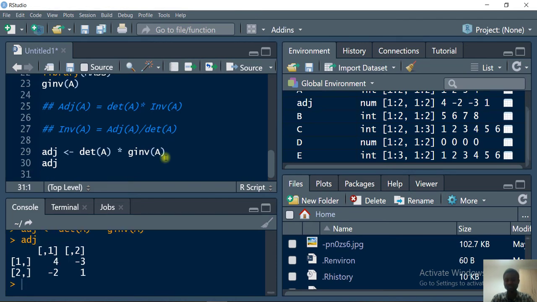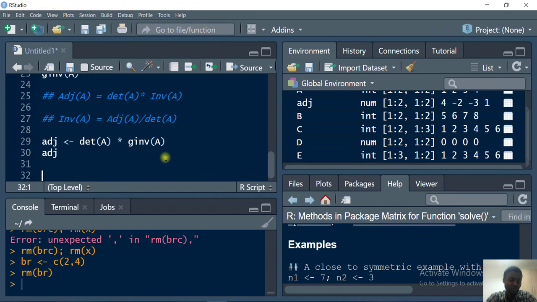So this is the adjoint of matrix A. This is just very simple. The adjoint of matrix A is giving us a square matrix again with elements 4, -2, -3, and 1. So let us not forget that particular formula: the adjoint of a matrix is equal to the determinant of the matrix multiplied by the inverse of the matrix. So with R programming, all this becomes very easy.